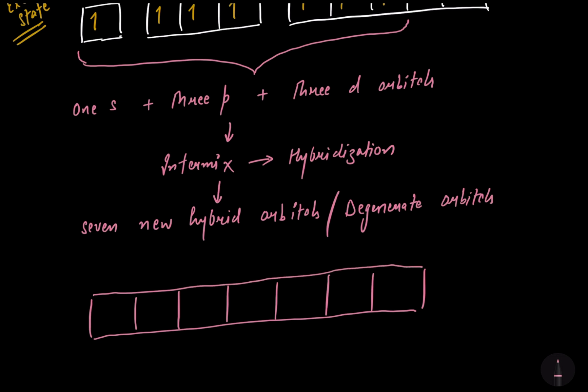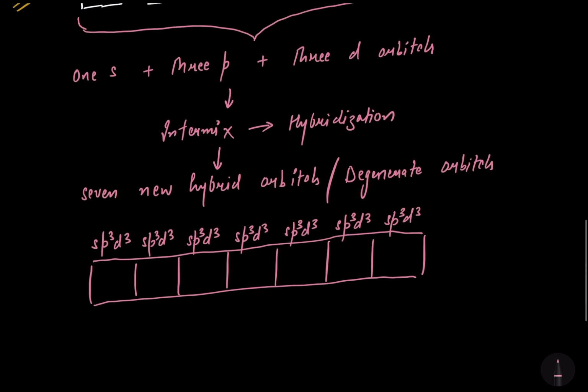So what type of hybrid orbitals will we get? As there's the mixing of 1s, 3p and 3d atomic orbitals, the name of the hybrid orbital will be sp3d3. The second hybrid orbital is also sp3d3, and so on, up to the seventh, which is also sp3d3.